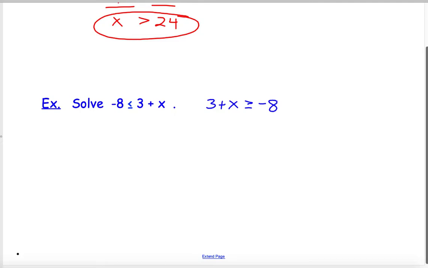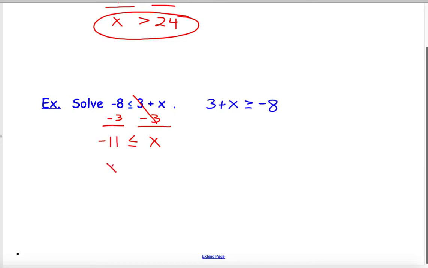Now I want to get x by itself, so I have to get rid of this 3. To get rid of it, I'm going to have to subtract 3 from both sides. So that'll preserve my inequality, so it's still going to be a less than or equal to. 3 minus 3 is 0. 0 plus x is x. And then negative 8 minus 3 is negative 11.